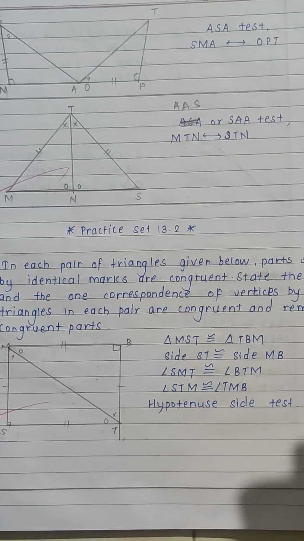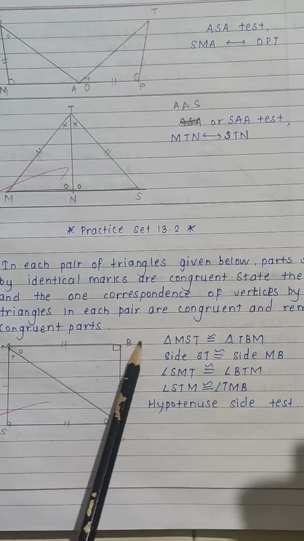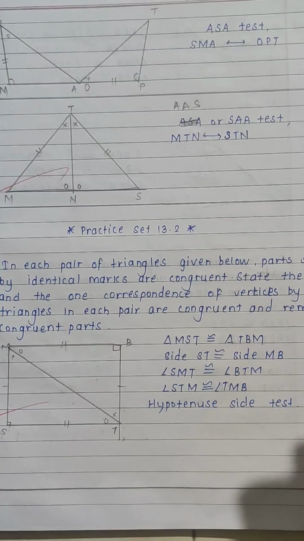Now which is the remaining part? The remaining is side ST. Side ST and side MB are remaining. So these two also become congruent. At the same time, angle SMT is congruent to angle BMT, the first pair of congruent angles, and the second pair is STM and BTM. So these three were the remaining parts of the congruent triangles.